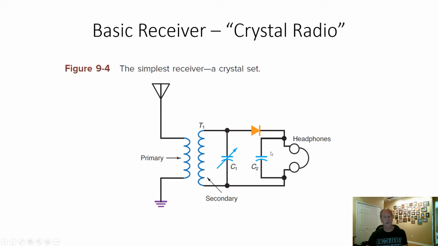We talked about the crystal radio before. This is the simplest receiver. It's a crystal detector, diode detector. I think I brought it in when I made it. Here's the tuning section here. This is the tank circuit, a tunable tank circuit, and your headphones. These are piezoelectric headphones.